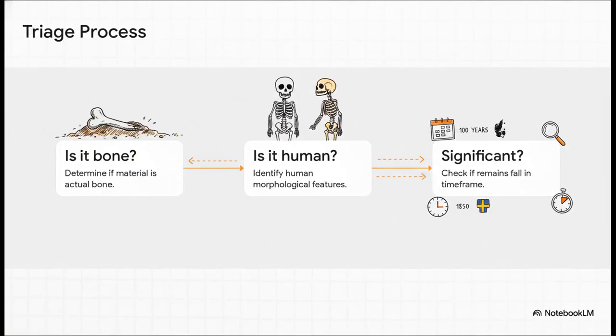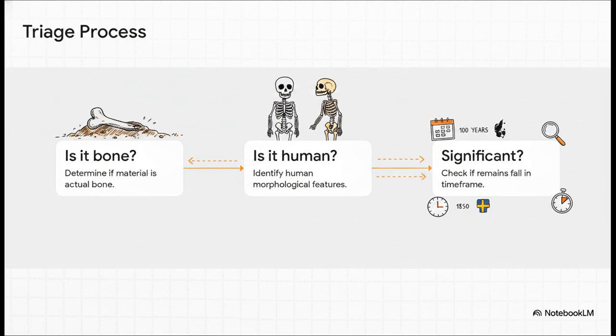When triaging foundational evidence, experts have to definitively answer three main questions. First, is the material actually bone? Second, is it human? They figure this out by looking at unique morphological features and biomechanical shapes that differ from animal bones. And third, is it of forensic significance? Meaning, do the remains fall within a legal time frame?